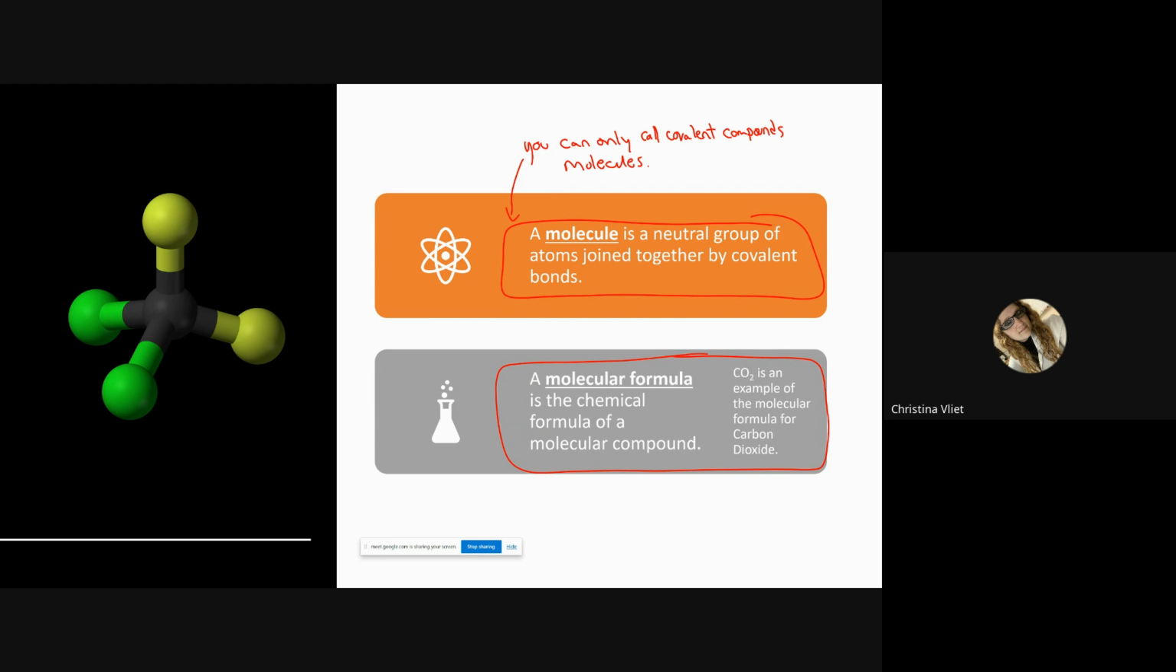You can call water a molecule. You can call carbon dioxide a molecule. You can call sugar a molecule, but you cannot call any ionic compounds molecules. And then a molecular formula is just the chemical formula if we have a molecule. So CO2 is the molecular formula for carbon dioxide, an example of one.